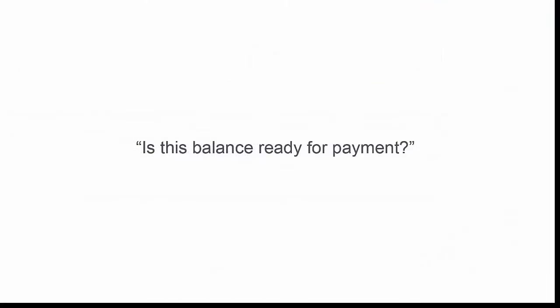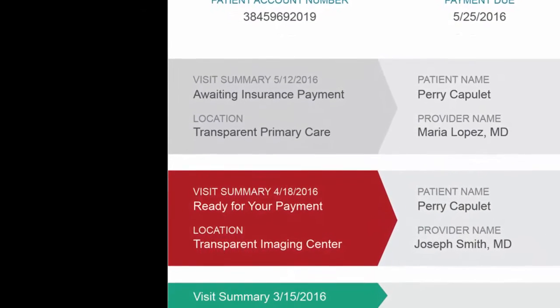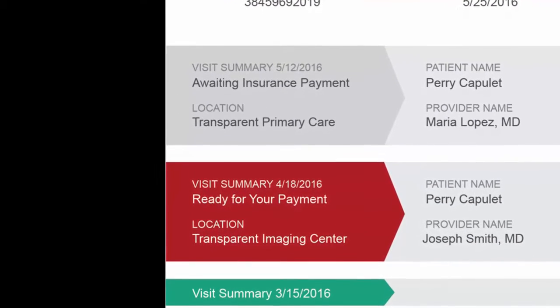The third question we tackled was, is this balance ready for payment or do I need to wait for insurance? Applying basic statuses to each of the visits lets patients clearly see when the bill was ready for their contribution.